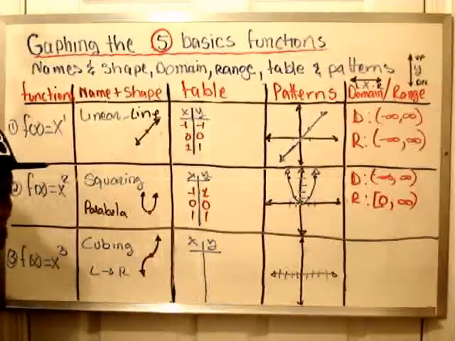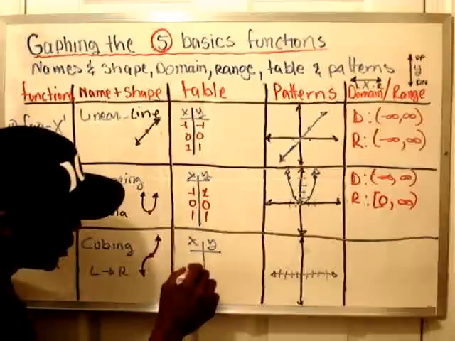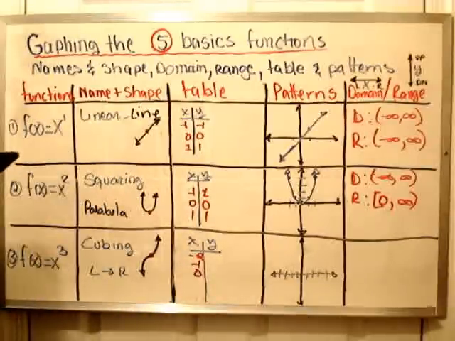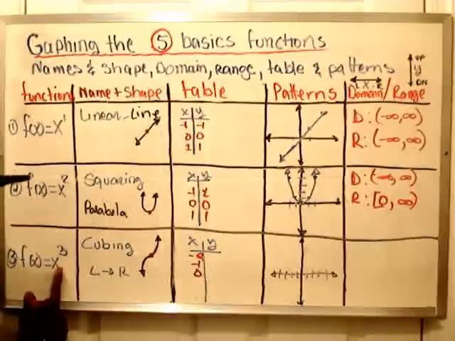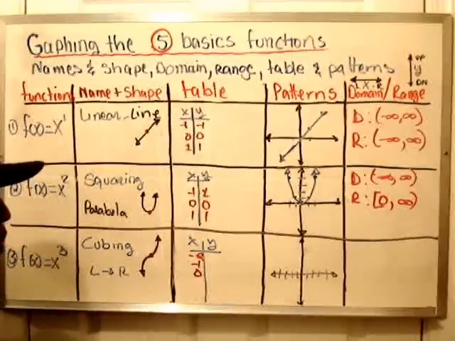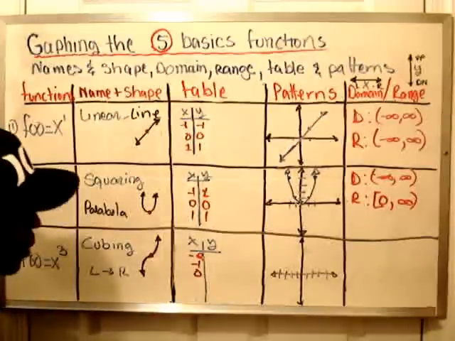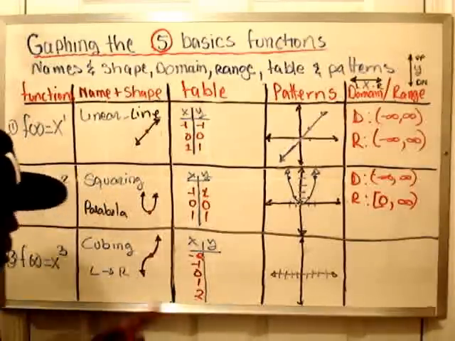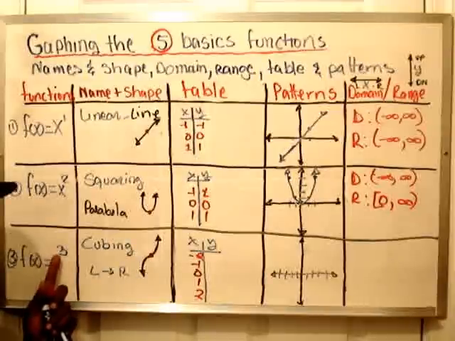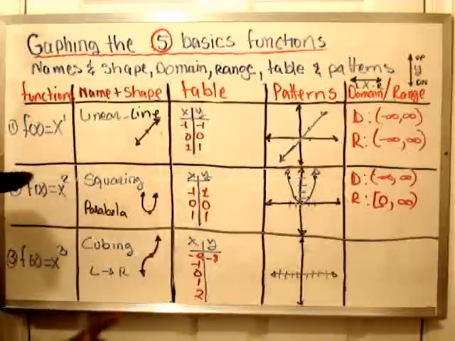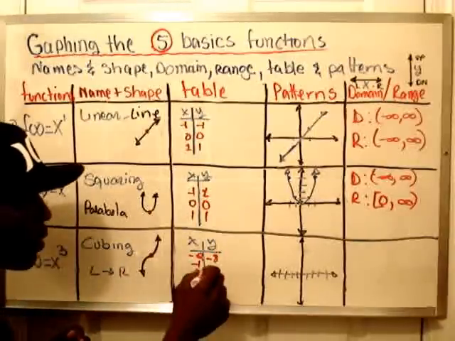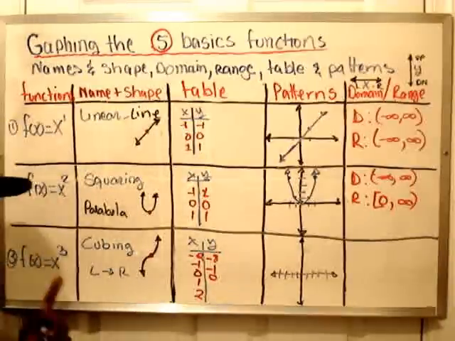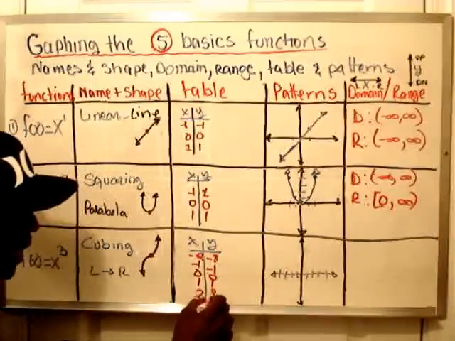We're going to start at 0, 0, because with all the basic ones we use 0, 1, 2, and the negatives. The higher the exponent goes, the bigger the values get, so you don't want to use too big of a value. You just want to use small values close to 0, and 1 and 2. When you put in -2, you're going to get -8. When you put -1, you're going to get -1. When you put 0, you get 0. 1 gives you 1, and 2 gives you 8.